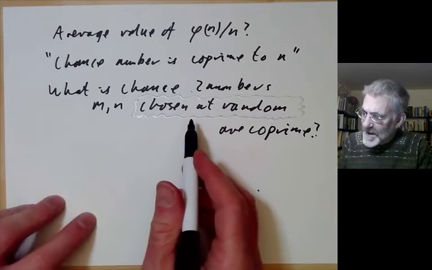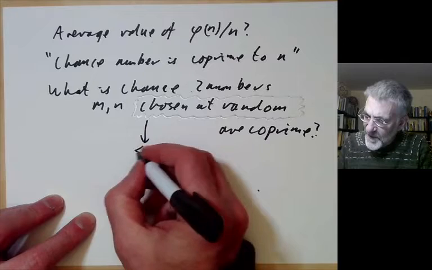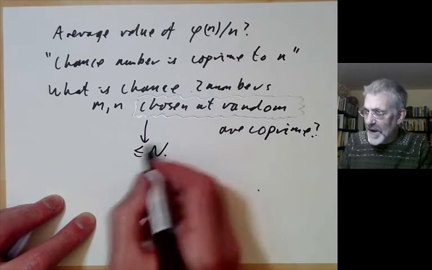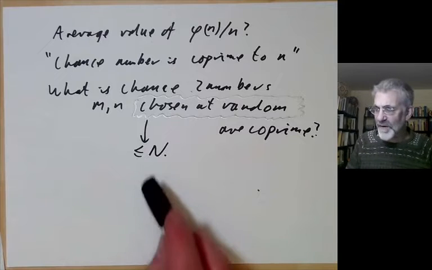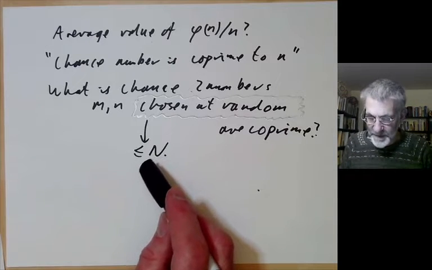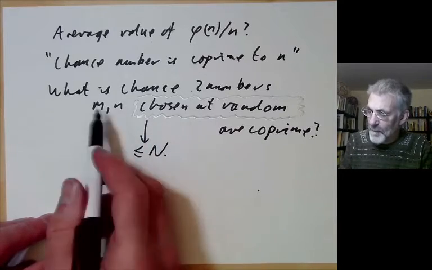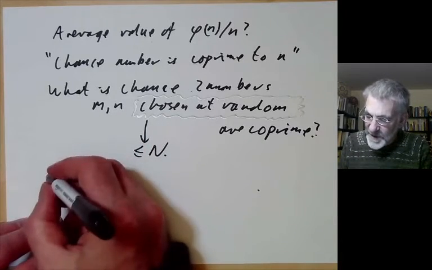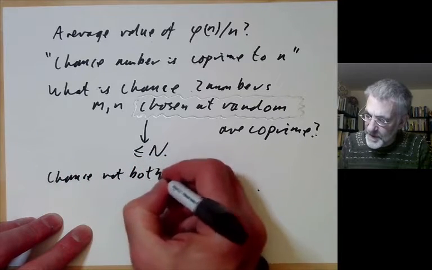But you can sort of make sense of this. Suppose you choose m and n at random from the integers less than or equal to some big number capital N. This makes more sense, although the answer may, of course, depend on capital N. Well, let's see if we can answer this. We want them to be coprime. What's the chance that they're not both divisible by 2?